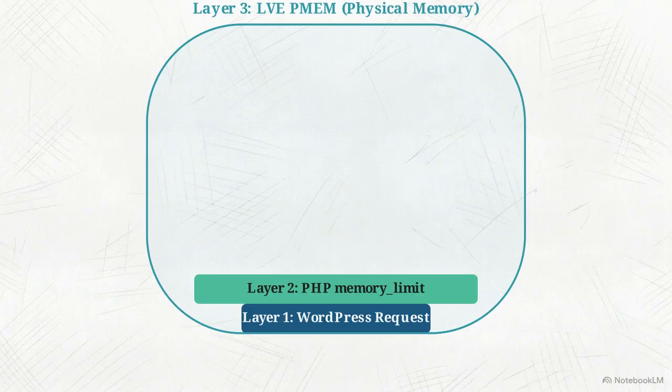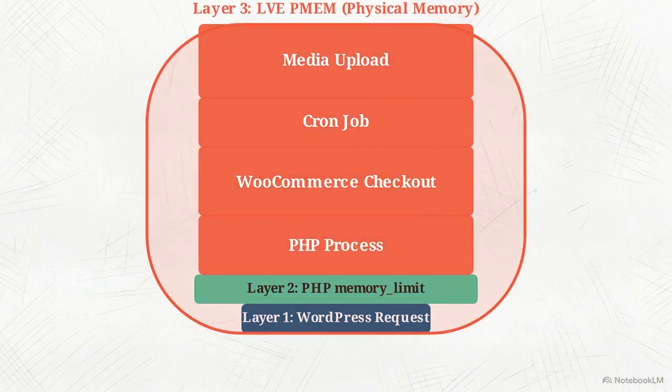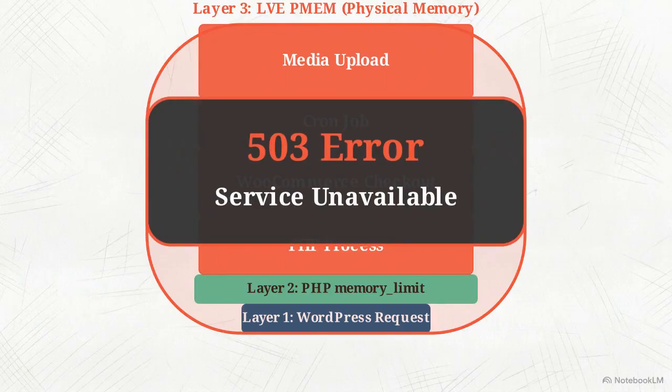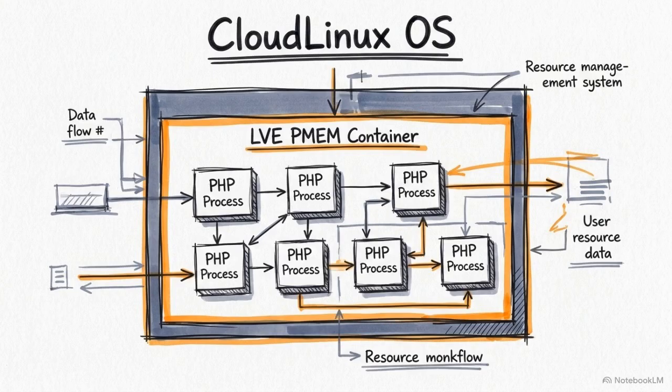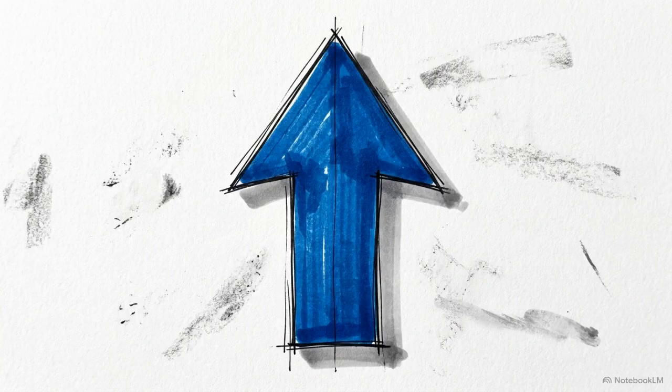This dictates the maximum physical RAM your entire hosting account can use. When simultaneous processes run, their memory usage stacks. Once that combined load hits the ceiling, the server forces a 503 error. Because this limit is enforced at the operating system level, there is no file you can edit or cPanel toggle you can switch to bypass it. The only way to resolve a container bottleneck is to upgrade your hosting plan.